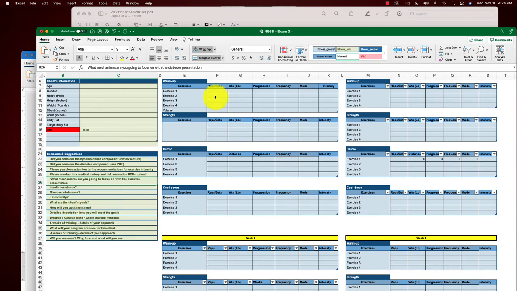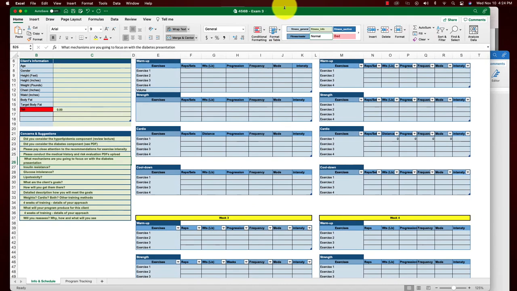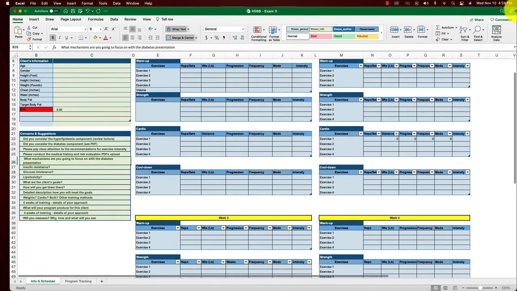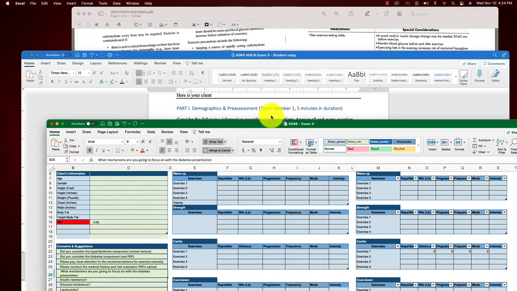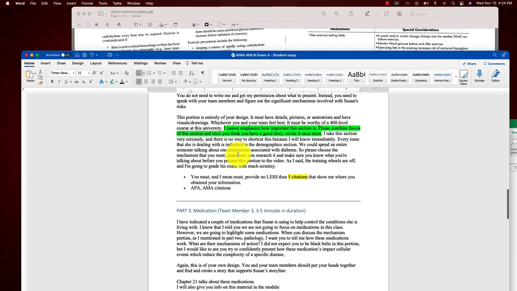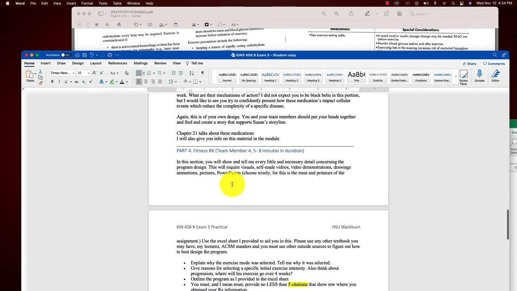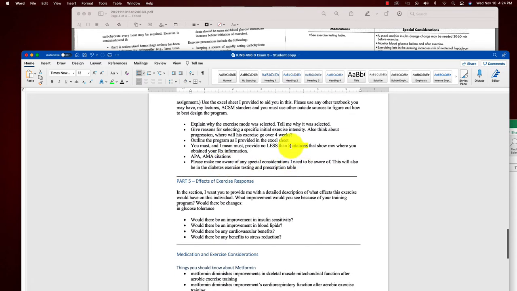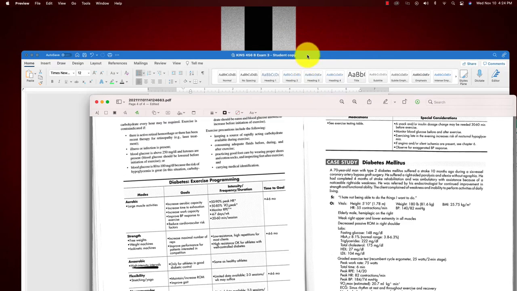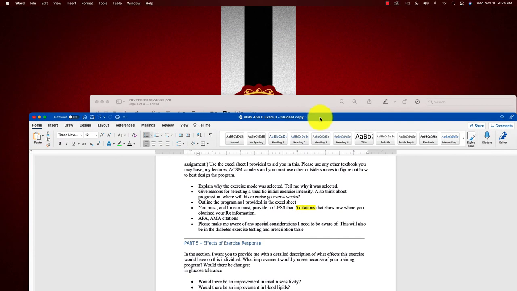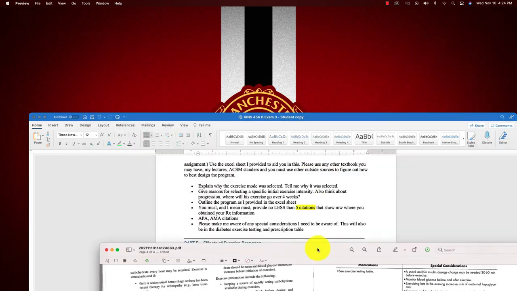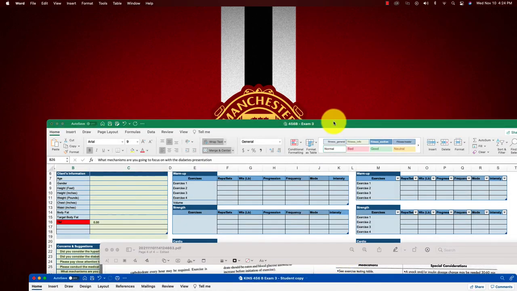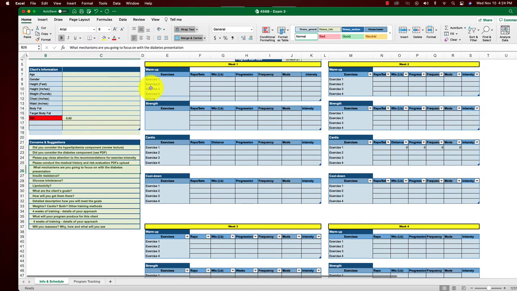Okay, so what I mean by that is this information here. You guys are going to have to do a little bit of research. And if you look at my document, let's go back to that section. I told you that when you are doing your fitness prescription, you're going to need 5 citations as well. So you're going to have to go to the literature. There's a lot of literature out there that talks about diabetes and exercise, and particularly combinations of strength and cardio. So you need to figure that out.